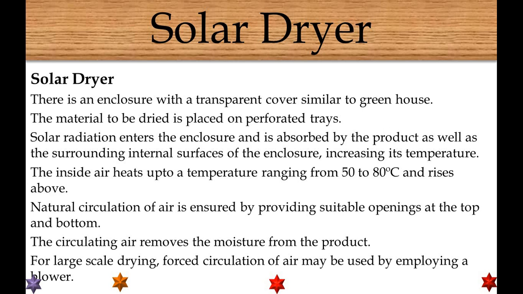Solar radiation enters the enclosure and is absorbed by the product as well as the surrounding internal surfaces of the enclosure, increasing its temperature. The inside air heats up to a temperature ranging from 50 to 80 degrees Celsius and rises above. Natural circulation of air is ensured by providing suitable openings at the top and bottom. The circulating air removes the moisture from the product. For large scale drying, forced circulation of air may be used by employing a blower.